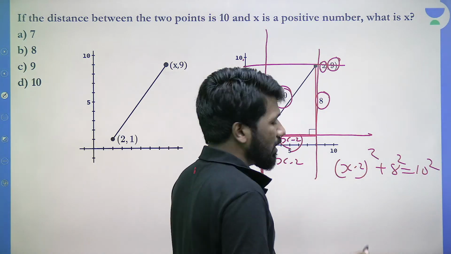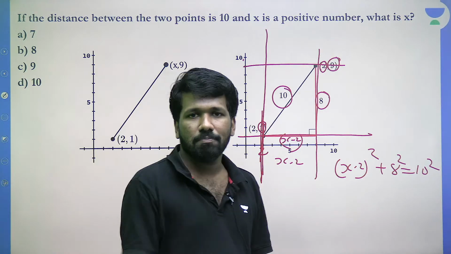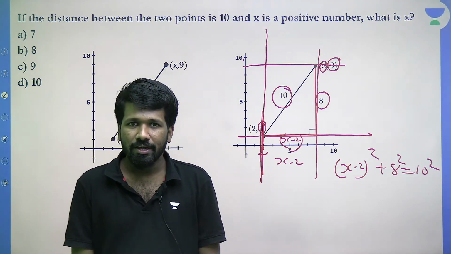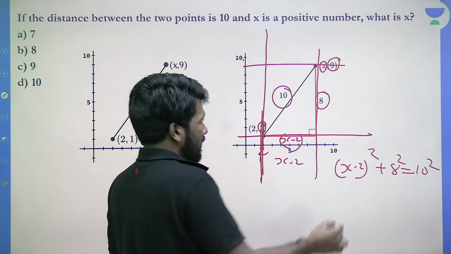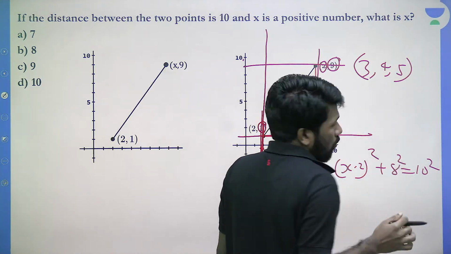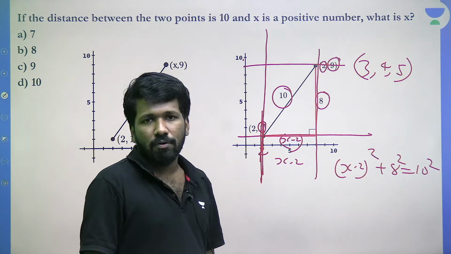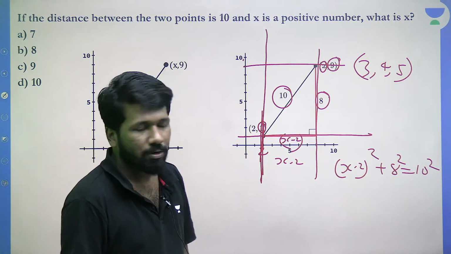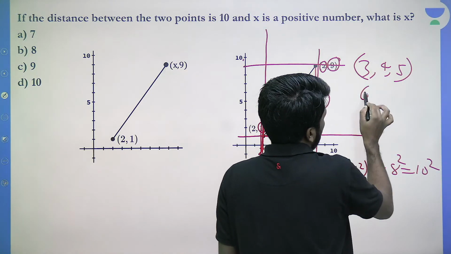There, if you know Pythagorean triplets, in the last 2 classes we discussed Pythagorean triplets. A triplet which satisfies the Pythagoras theorem is called a Pythagorean triplet. 3, 4, 5 is a Pythagorean triplet, and I also gave a theorem: any scalar multiple of a Pythagorean triplet is also Pythagorean. 3, 4, 5 is a Pythagorean triplet, so its double will also be Pythagorean.